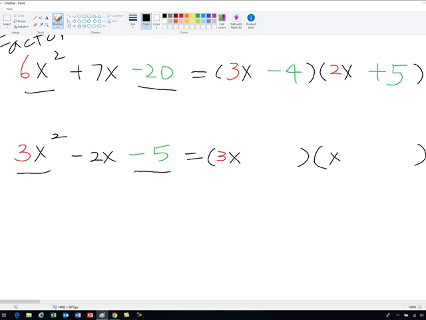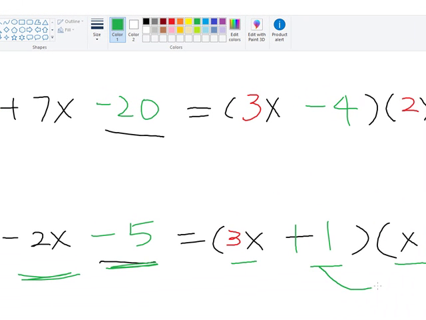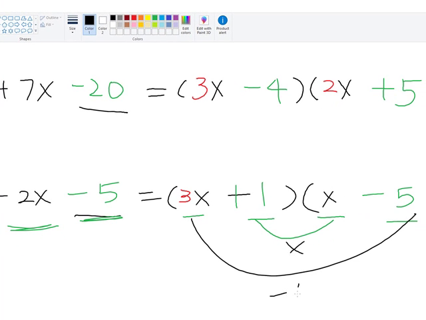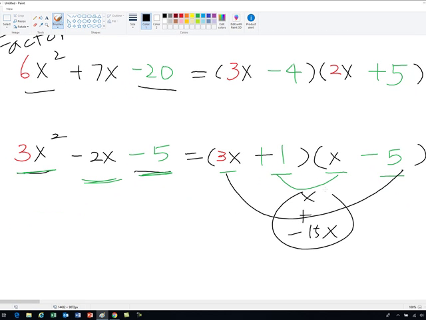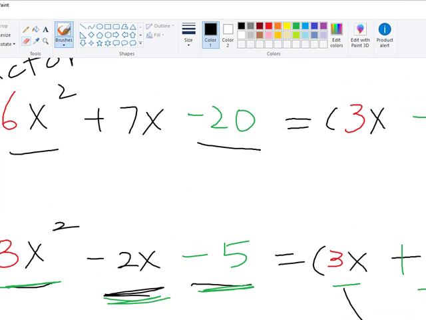So let's assume that it has to be opposite signs. Plus 1 over here, minus 5 over here. Now you can always check whether we factored it correctly or not by multiplying it out. So 3x times x gives you 3x squared, plus 1 times negative 5, that checks out. Now let's check this middle term. If you multiply this, that gives you x. If you multiply this, that gives you negative 15x. Add them together, will it give negative 2x? Oh, it doesn't, so that means we didn't factor it correctly.